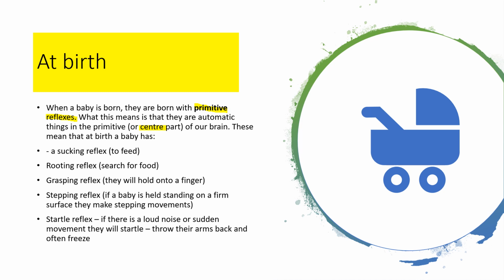So for example, the kind of things that a baby is able to do when they're born: they have a sucking reflex, which enables them to feed. They have a rooting reflex, which means that they automatically search for food. They also have a grasping reflex, which means that if a hand is placed in front of them, they will hold on to a finger.